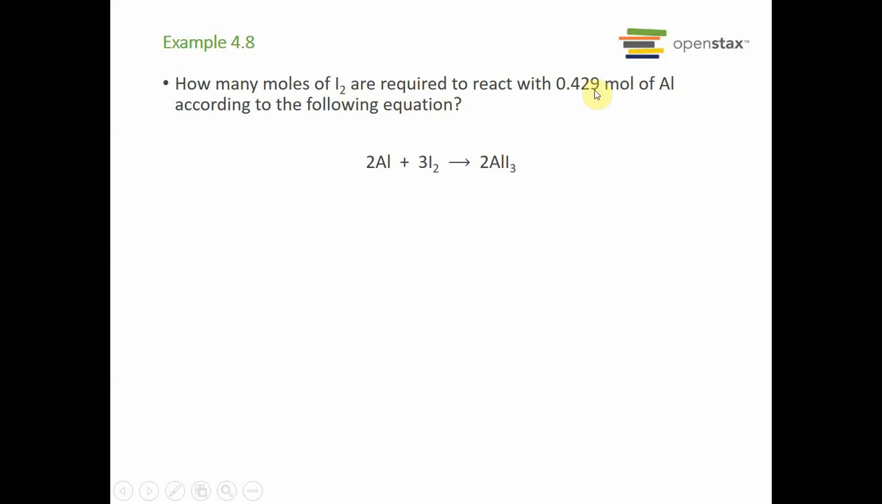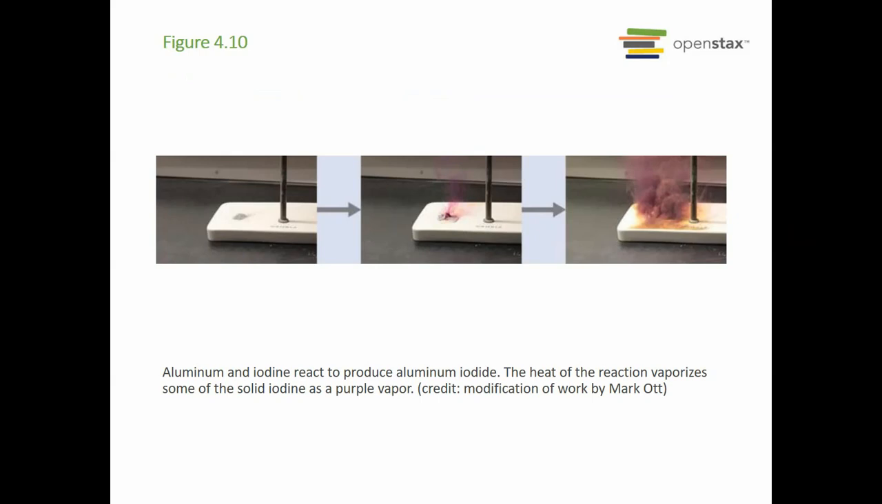So 0.43 divided by 2 would be 0.215, and then multiply that by 3, it'd be 0.645. So we'll see. Aluminum and iodine react to produce aluminum iodide. The heat of the reaction vaporizes some of the solid iodine as a purple vapor.